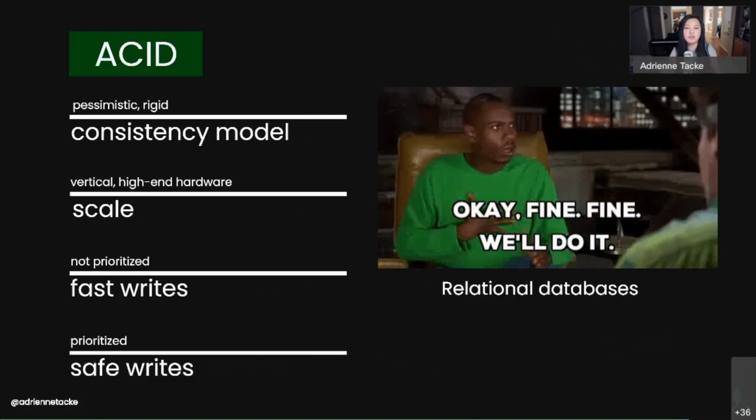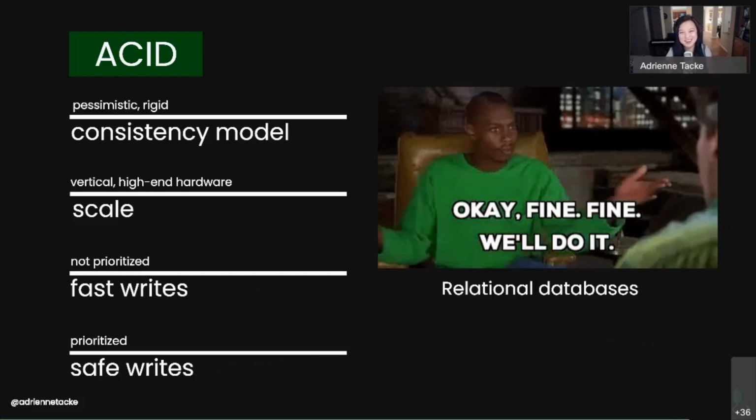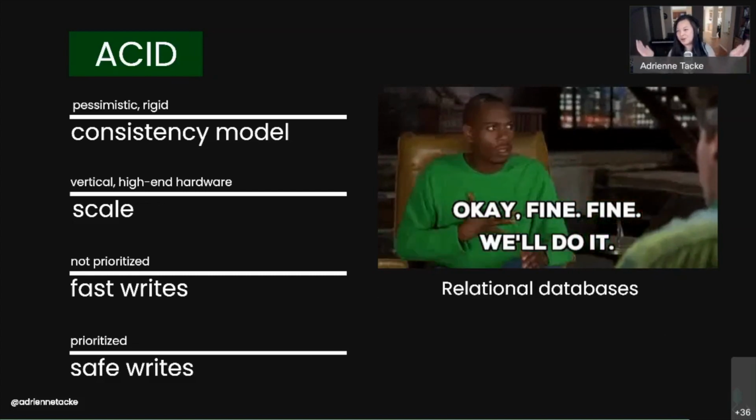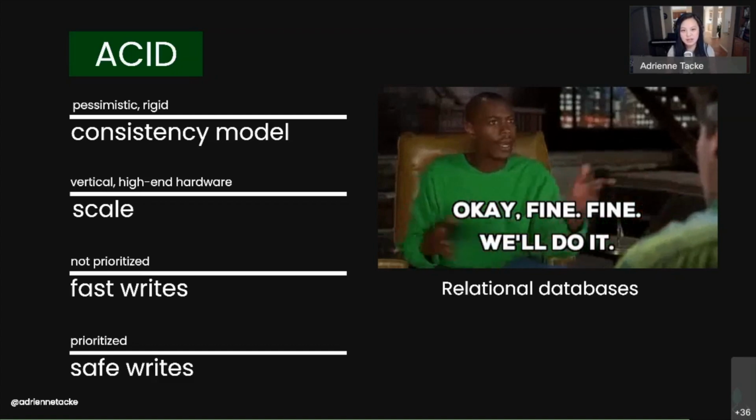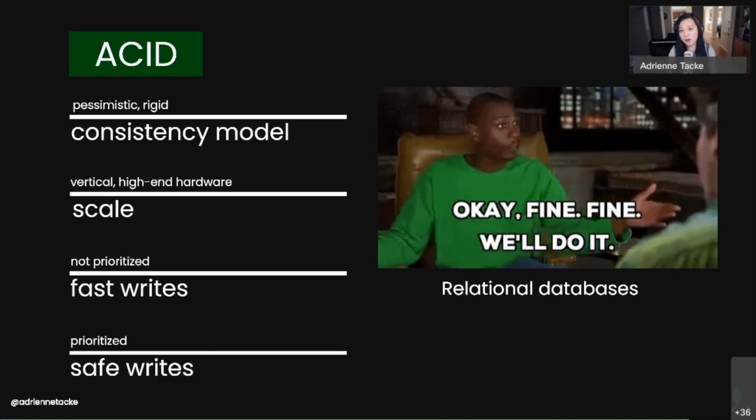So if you know that you need safe writes, if you know that those need to be prioritized over fast writes, if you know you have money to spend on high-end hardware or know that you're going to be scaling vertically, and if you know that you need a pessimistic model, a rigid model, because of the write safety that you need, then okay, fine. We'll go with relational databases because, the fact of the matter is, it's probably going to be the best bet for you. They have been built with these properties in mind, and they have just been working that way for a while. So if these are the kinds of guarantees that you require in your system, then yes, we're going to go to relational databases.